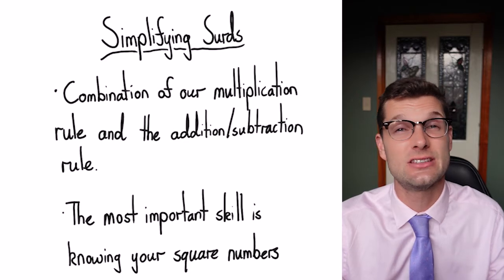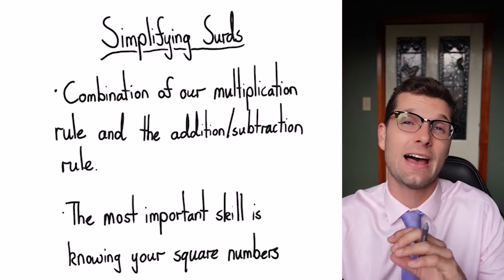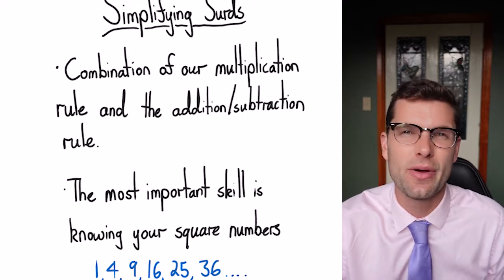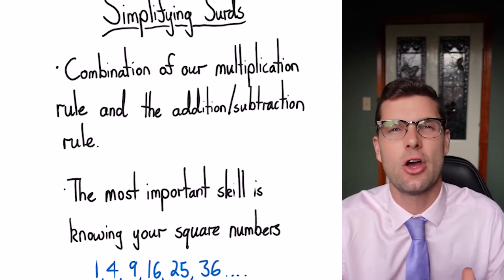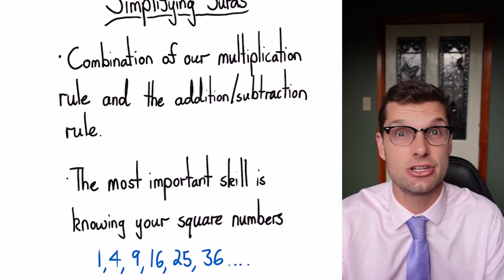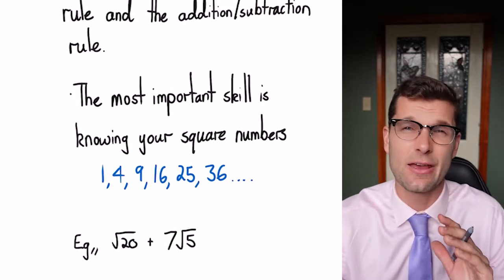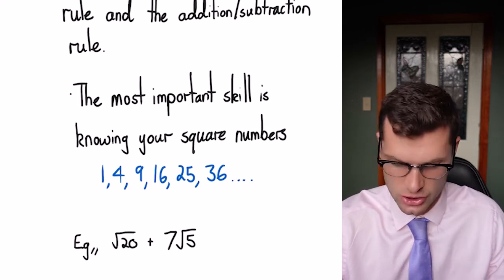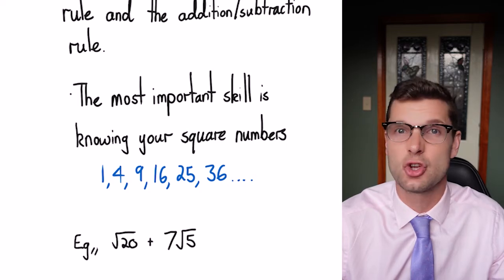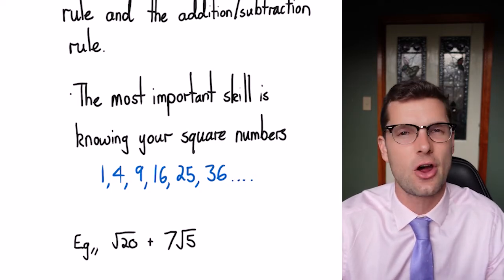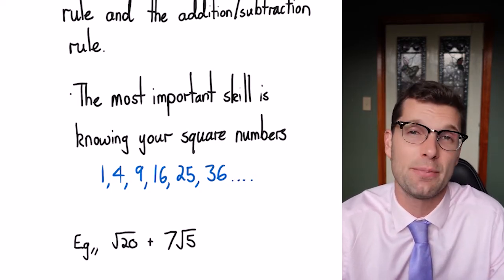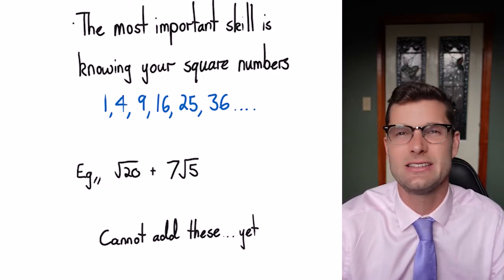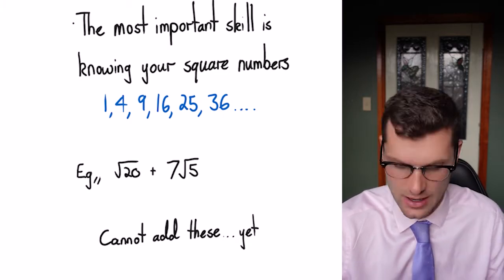Today we're going to look at how to simplify surds when we've been asked to add and subtract non-like surds. So this is a big combination of our multiplication rule that we learnt a few lessons ago and our addition and subtraction rules. The most important skill that you need to know is your square numbers of integers. So 1 squared equals 1, 2 squared equals 4, 3 squared equals 9, all the way up. You need to know probably up to what 15 squared is. If you are a bit uncomfortable with that, please take some time to memorize these numbers.